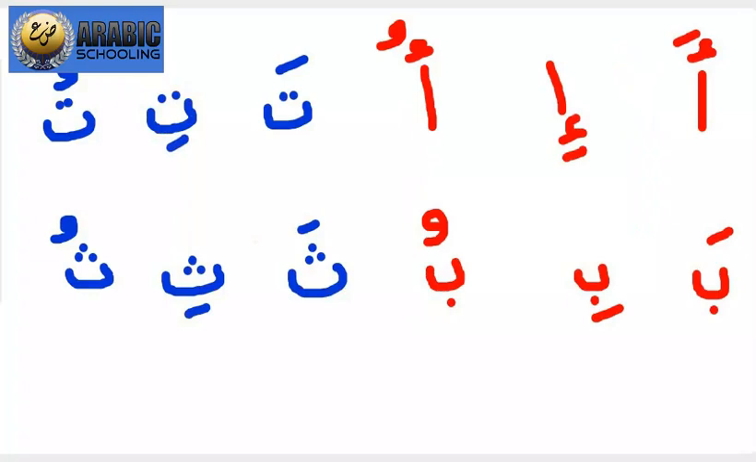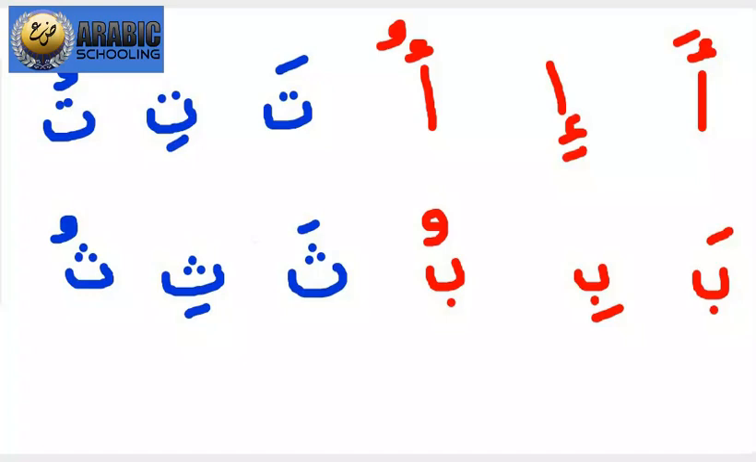Aleph, ba, ta, tha. When you say them with the short vowels, you don't say the letter itself, but you say the first part of the letter, which is the B of ba, the T of ta, the th of tha, the a of the alif. Then you combine them together, you say them as one sound. Like B with the a, it's ba. B with e, bi. B with u, bu. Ta with a, ta. Ta with e, ti. Ta with u, tu. Tha with a, tha. Tha with e, thi. Tha with u, thu.